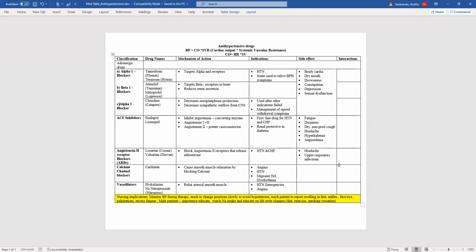And this is usually the first line of drug for CHF. But one potent side effect is that some patients have a persistent cough. In some patients, there could be as severe as angioedema, which is an anaphylactic reaction. So in that case, even epinephrine doesn't work.